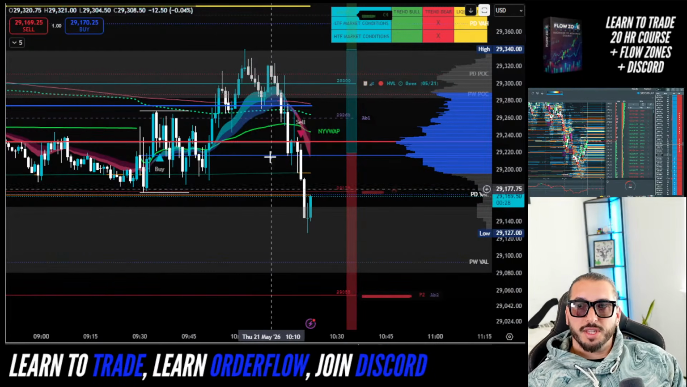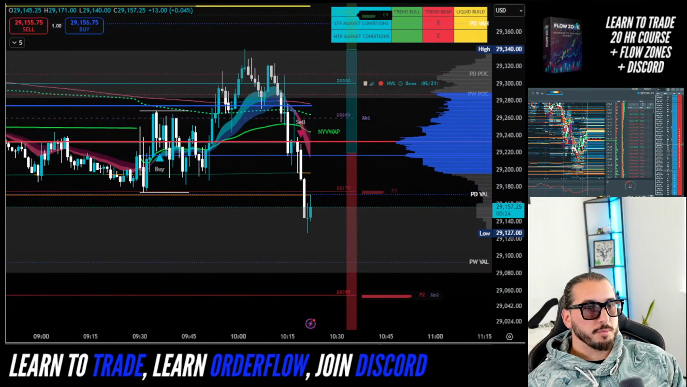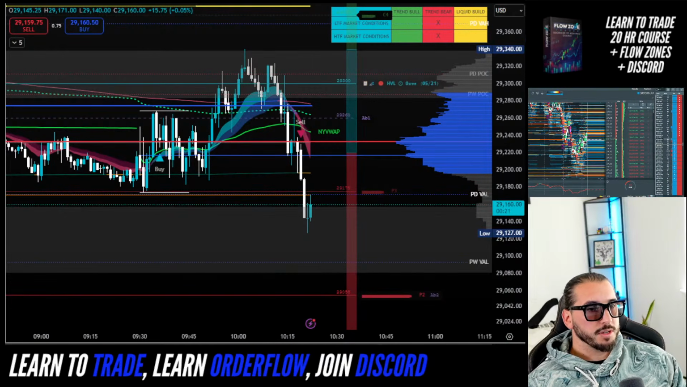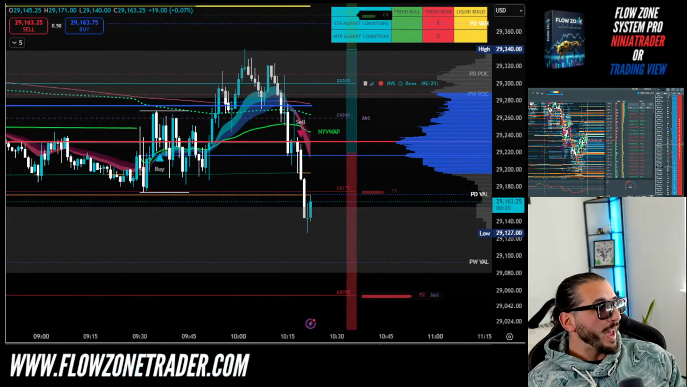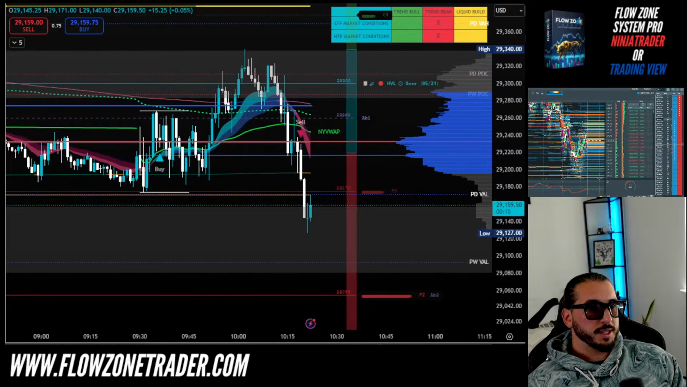We are still rotating previous week, previous day value. If you see a rejection up here and they start to make lower highs, lower lows, that's a good sign that we're going to start trying to move out of previous day's value. But you should have locked in, and now you just wait to see what happens.